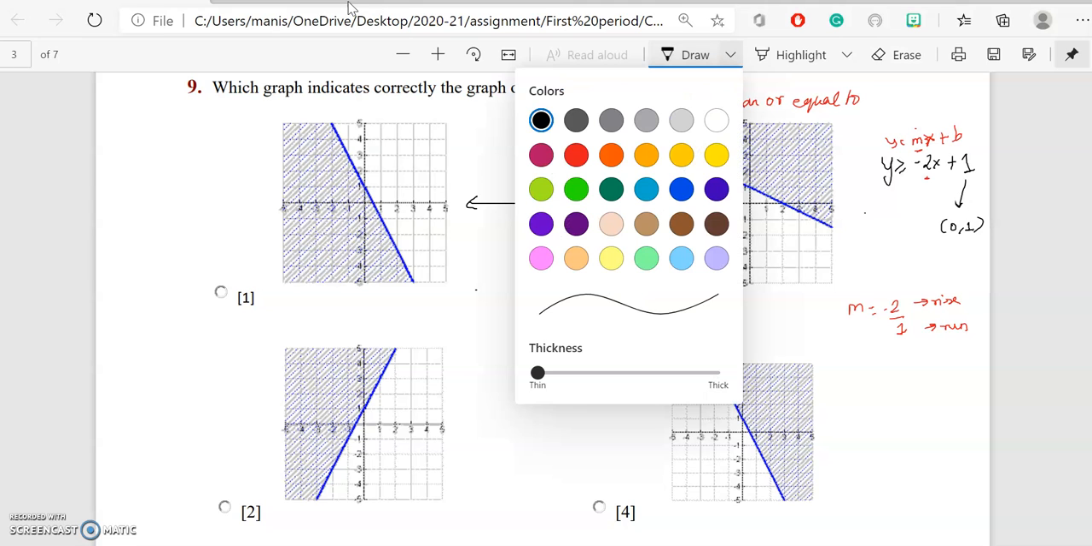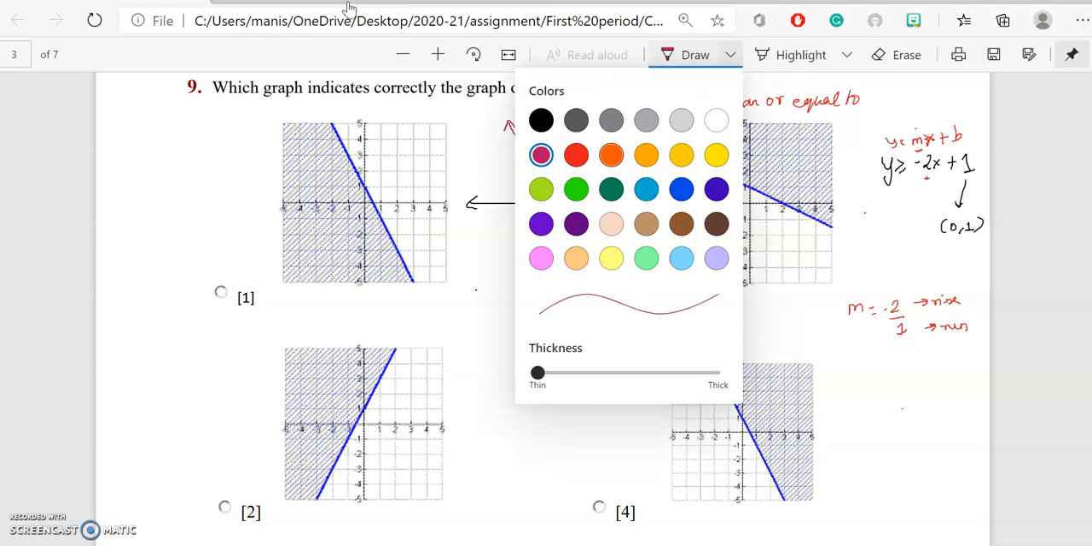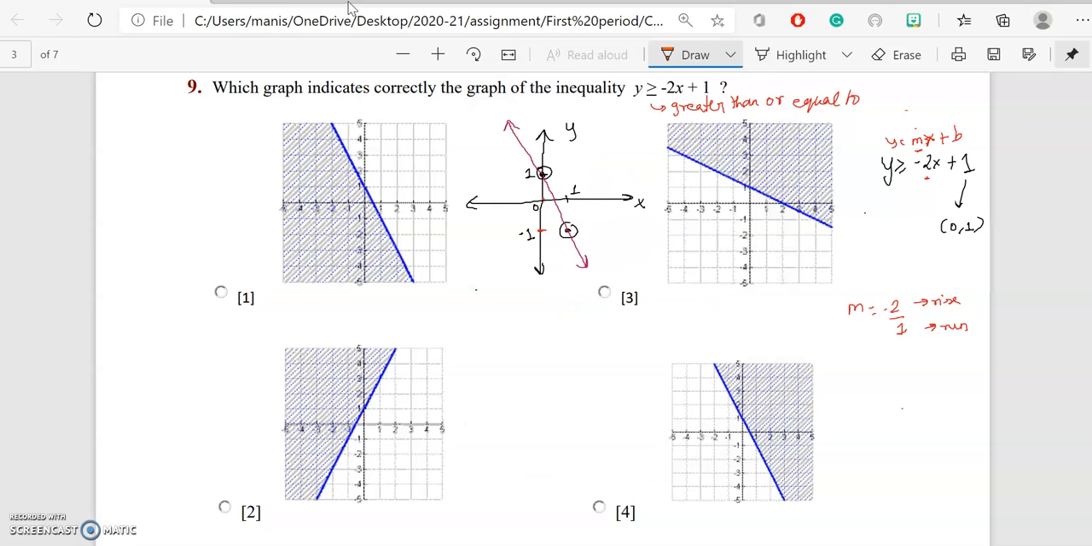So I will draw a line passing through these 2 points. Please keep in mind the word is greater than or equal to, so your line will be a solid line, not a dotted line. Now, since it says greater than or equal to, this means the area we will shade is above the line. So this is the area which we will be shading over here. Now your job is to tell me, looking at what I've drawn, which will be the correct answer choice for your question.